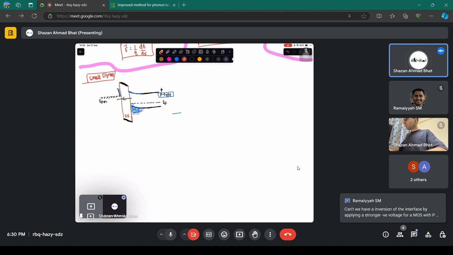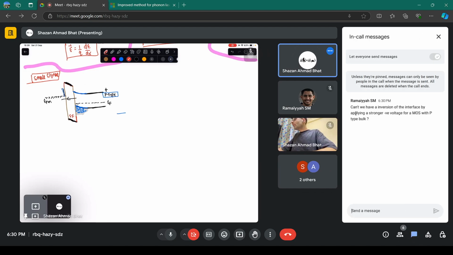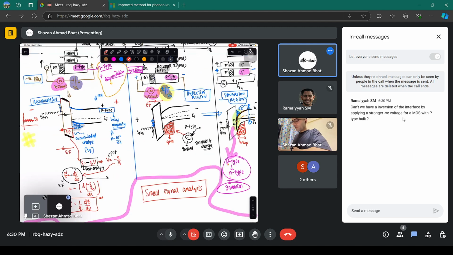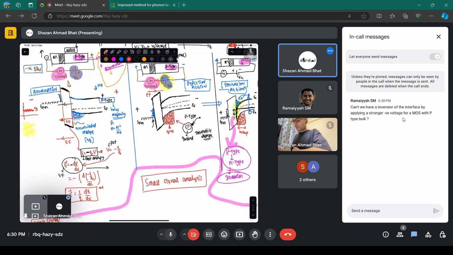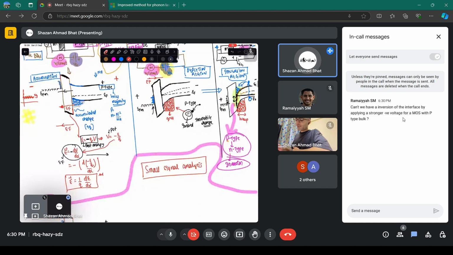Can't we have inversion of the interface by applying a stronger negative voltage for a MOS with p-type bulk? Okay, I got your question.